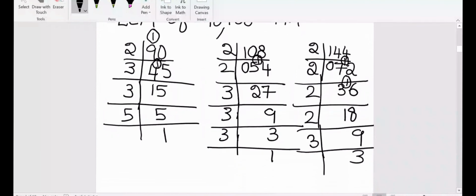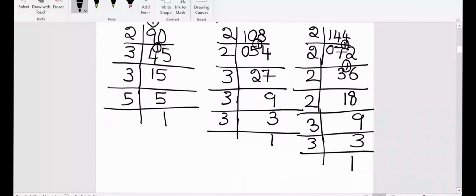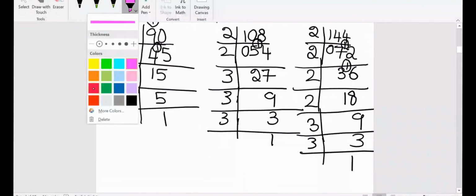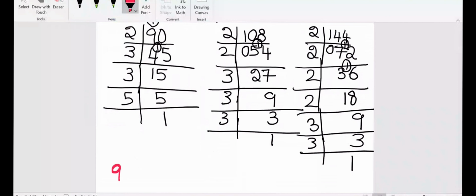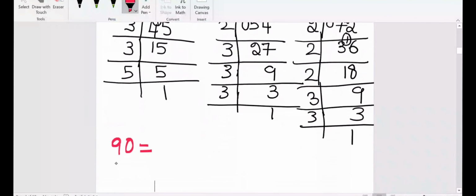3. Again 3, 1. Now, I can write down the numbers, the divisible numbers we got, for 90, 108 and 144. Okay, so what is the next step? Write down for 90. Then I should write for 108. Then the next number is 144.